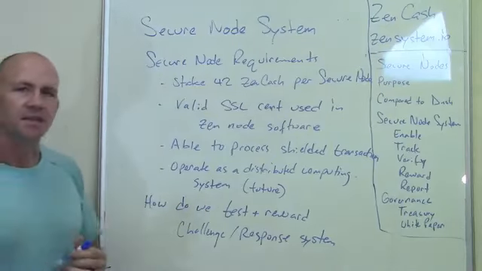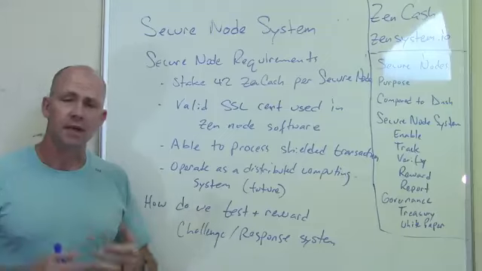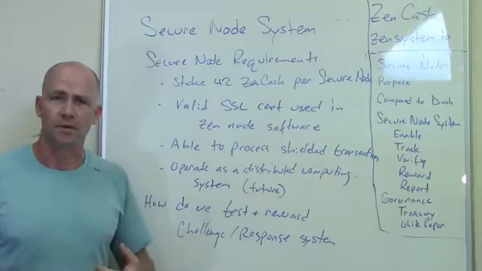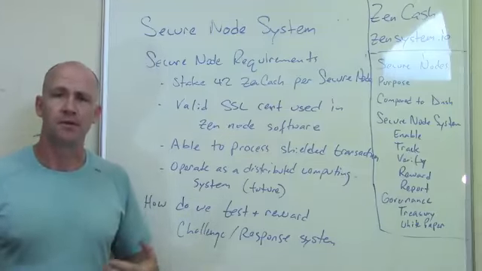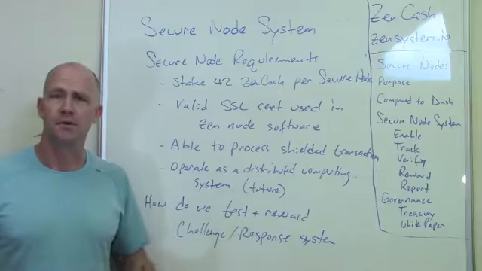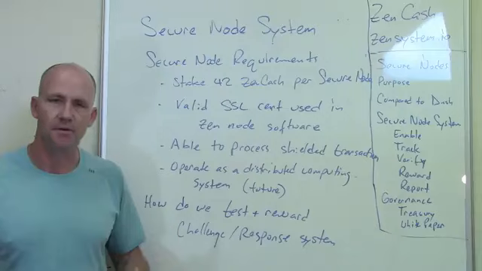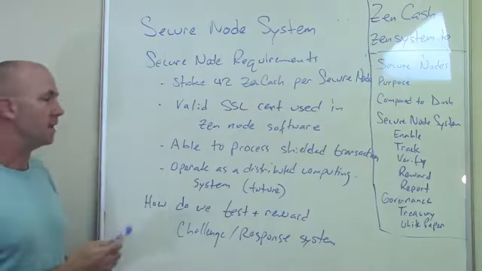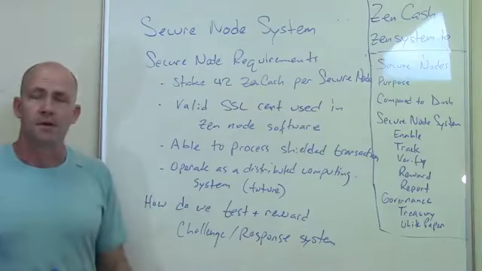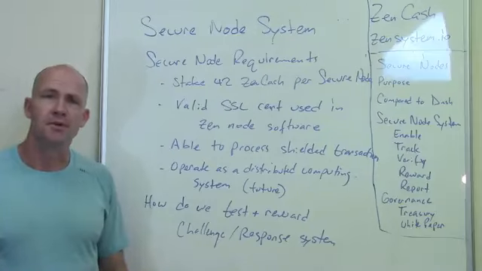You need to have a valid SSL certificate that's used in the Zen node software. Obviously, if we're going to use SSL or TLS certificates to be able to do encryption between the nodes, you've got to be running it on the node software, and it's got to be valid. Have your system be able to process shielded transactions.